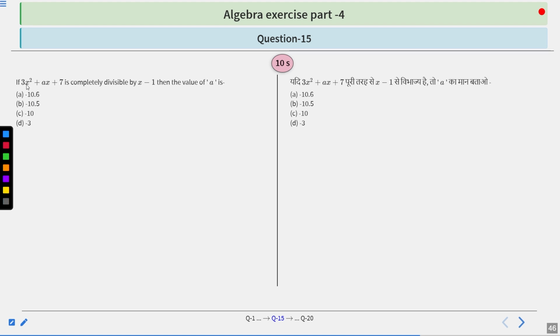Next, if 3x square plus ax plus 7 is completely divisible by x minus 1, then the value of a is. Options are option A minus 10.6, option B minus 10.5, option C minus 10, and option D minus 3. These are the options. And I'm giving you 10 seconds to find which one of them is correct. After that, I will do the solution.